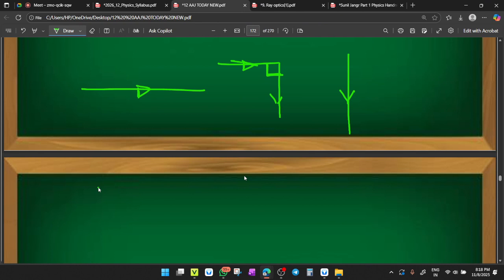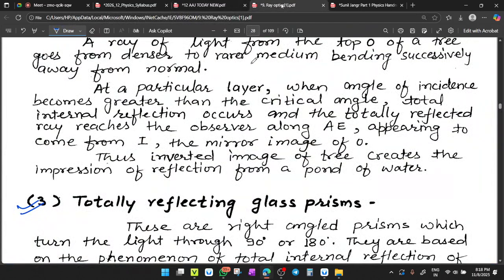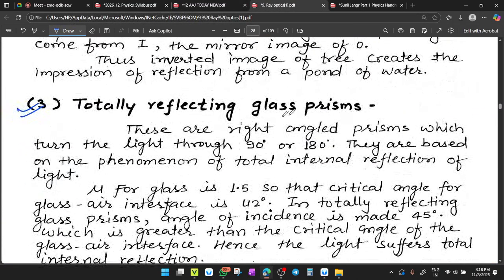One more thing, if the incident ray is like this and you want to make this light go like this, then how much angle of deviation is here? Here it is totally 180 degrees of deviation. How? This is first 90 degrees and this is another 90 degrees. So total 180 degrees of deviation is there. So this also can be carried out by the totally reflecting glass prism.